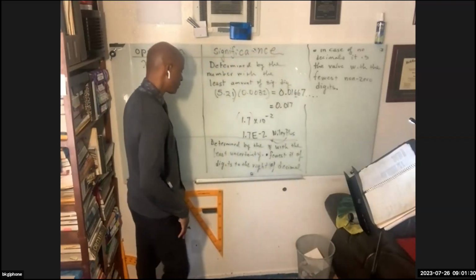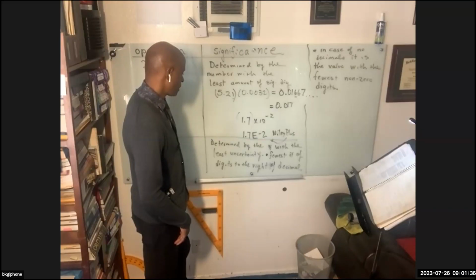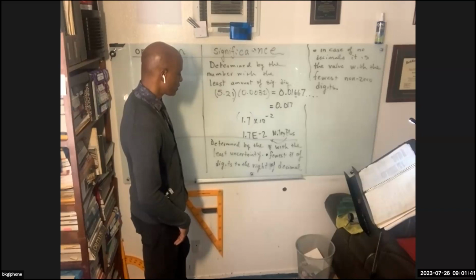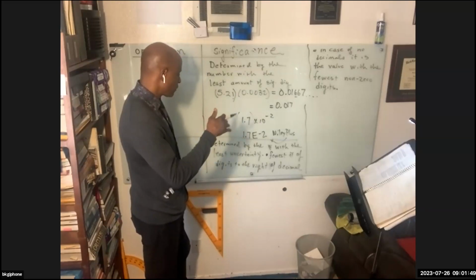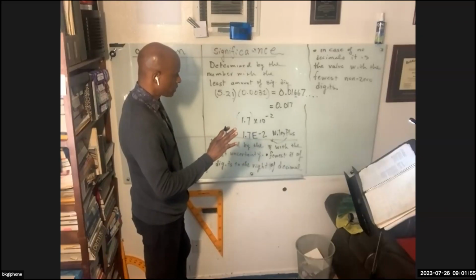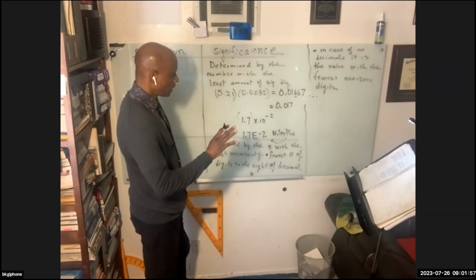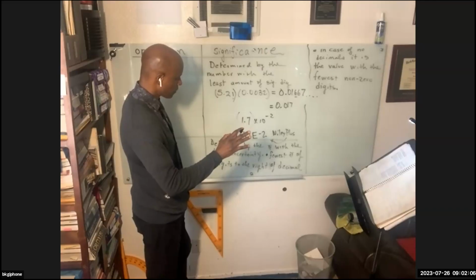So that would be how you would practically determine the number with the highest uncertainty. If there are decimal points, it's the number with the fewest number of digits to the right of the decimal. If none of the numbers have decimal points, then it's the number with the fewest non-zero digits. It's going to be the least certain.